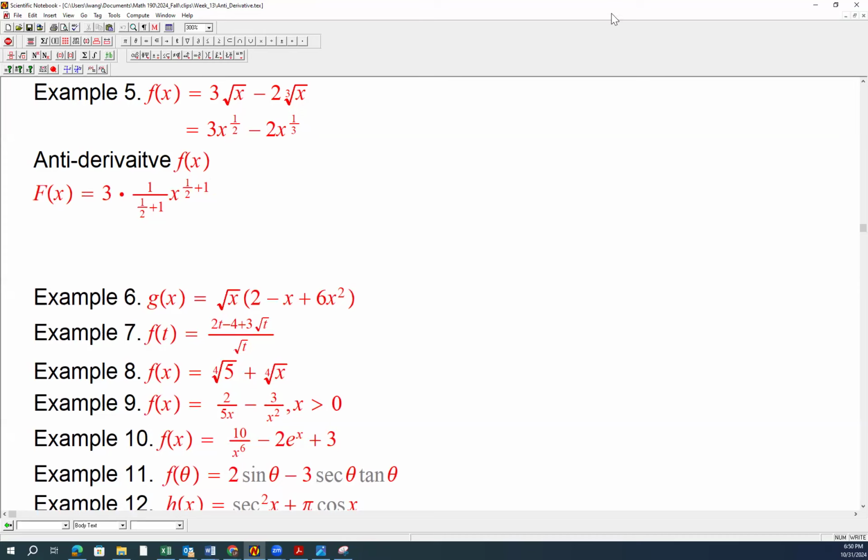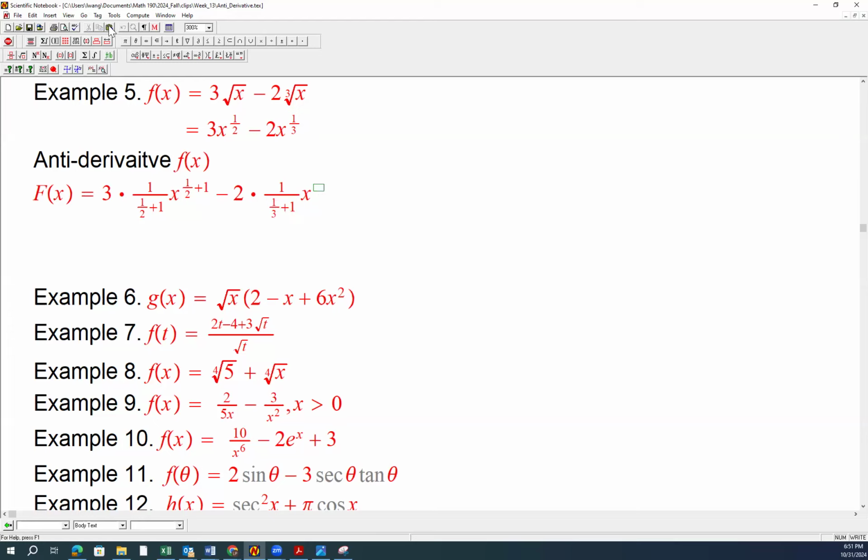Be careful about the alignments when you write your work. The equal sign should be lining up with that fraction bar that is in the center. Make sure you have that proper alignment. And then subtracting 2 times 1 over 1/3 plus 1, x raised to the power of 1/3 plus 1.